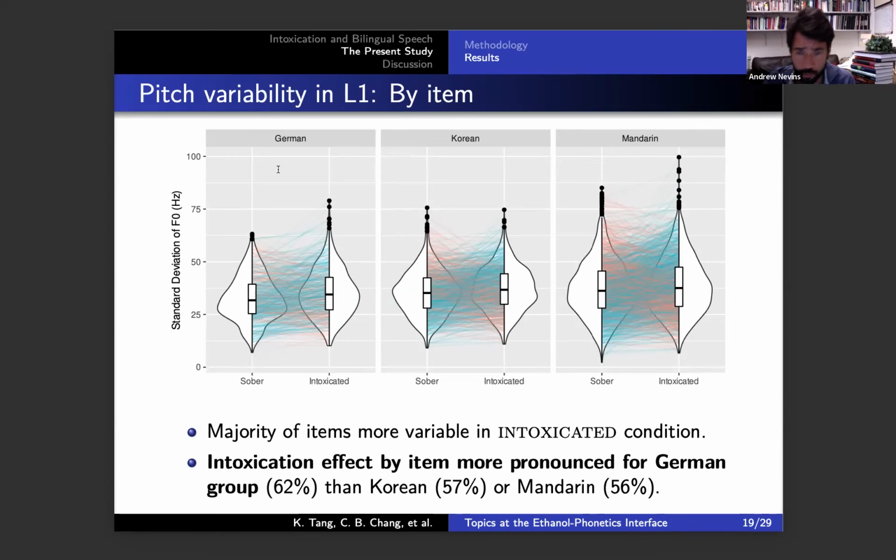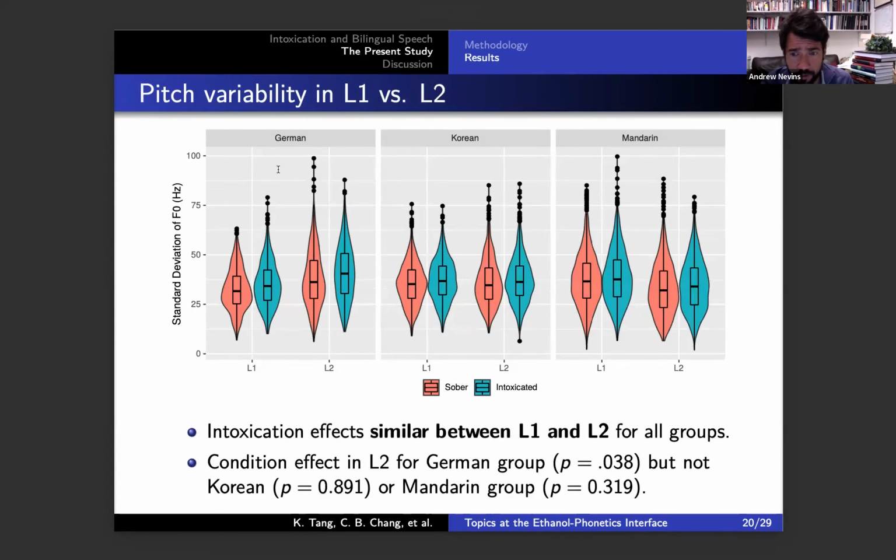Now, what about the L2? Okay, this is where things get interesting. It turns out that you have a similar effect in your L1 as in your L2. That is, if you look now just in each of these plots at where the means are, in these box and whiskers plots, you find that also in the L2 in German, there is an increase in variability, but for Korean and Mandarin, there is not.